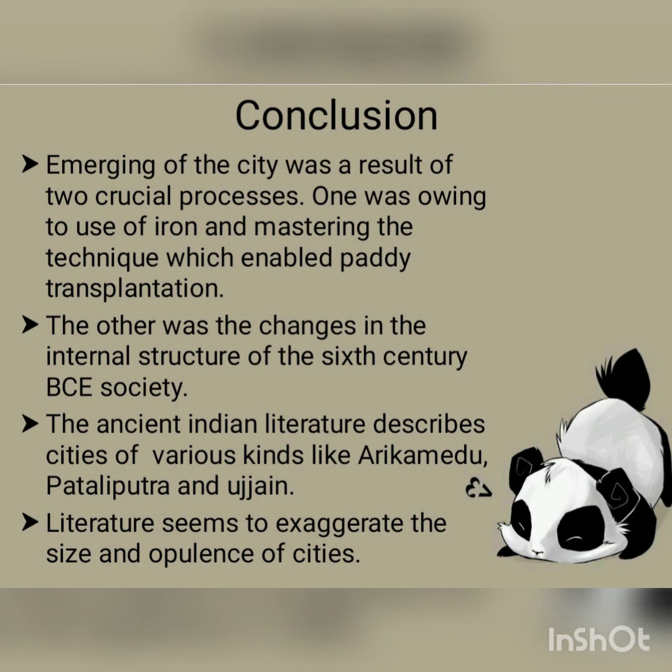First, the emergence of the city was a result of two crucial processes. One was owing to the use of iron and mastering the technique which enabled paddy transplantation. It helped the people of the Gangetic Valley to achieve greater mastery over the process of agricultural production. The other was the changes in the internal structure of society in the 6th century BCE.